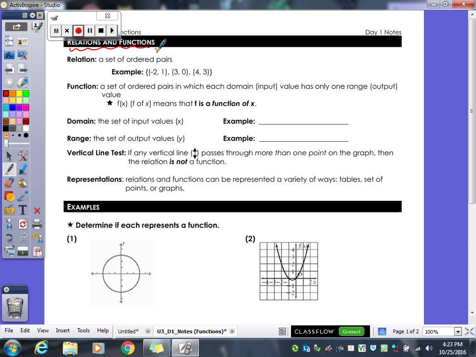A relation is a set of ordered pairs, or I like to say that it's anything that can be graphed. If you can graph it, it's a relation. There are so many different kinds of relations out there. Like for example, our set of points right there. That's an example of a relation.